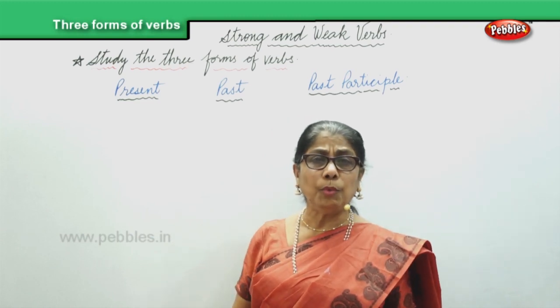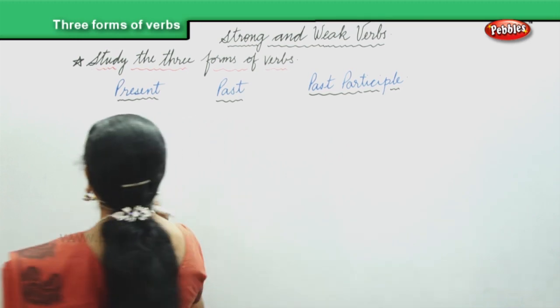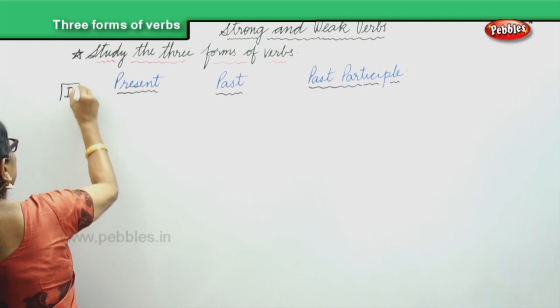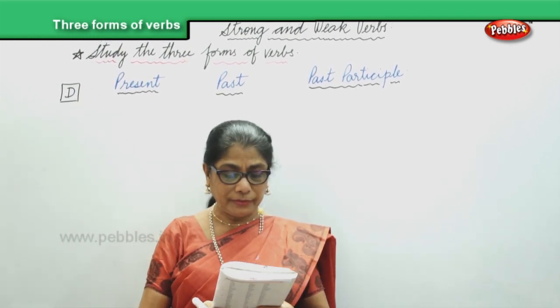We'll continue with more strong verbs. Okay, we'll do some more. Now we will go into D. Let's see, letter D, how many words we have here.